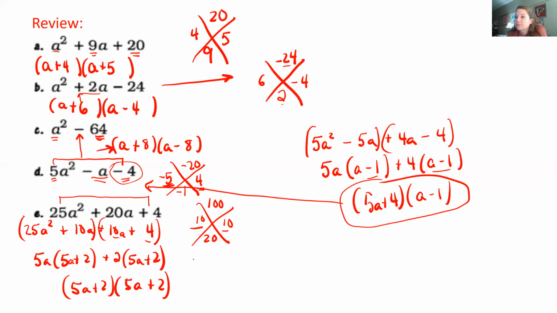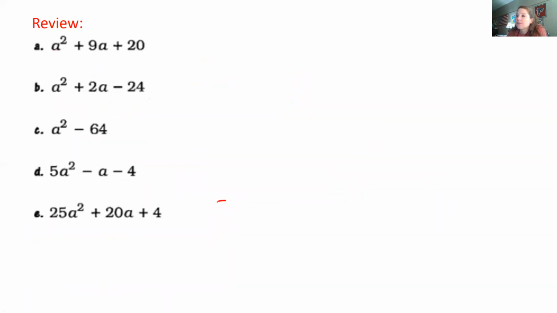That's it. All right. Now let's look at letter E. So basically our final answer was 5A plus 2 squared. So look at this original problem. Do you notice the first and last terms are both perfect squares? So how would I get this middle term?